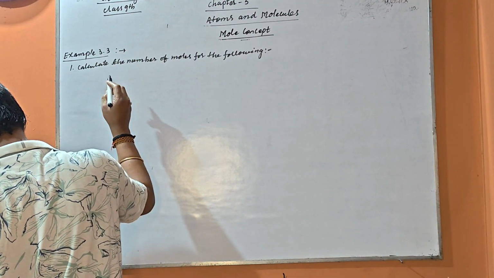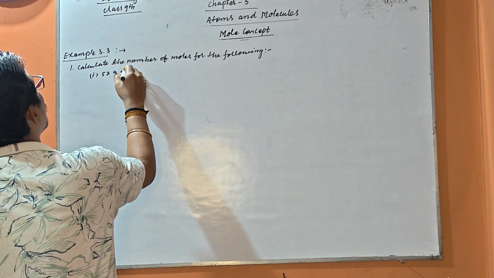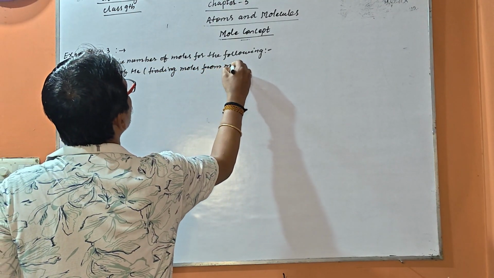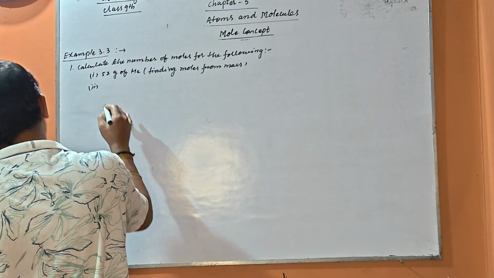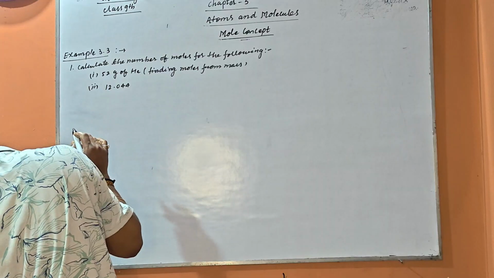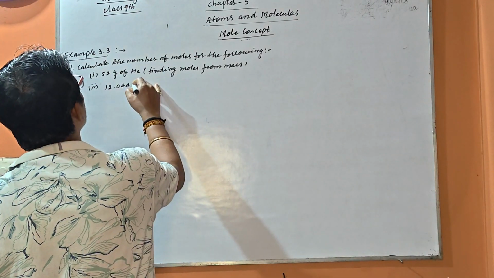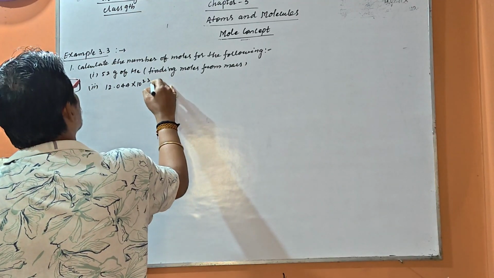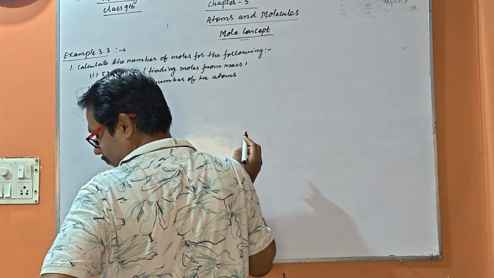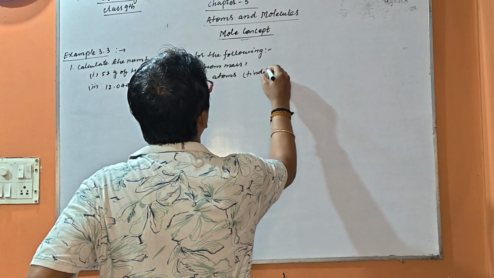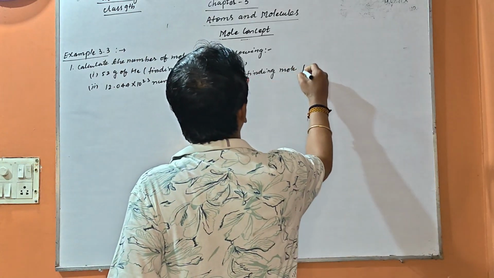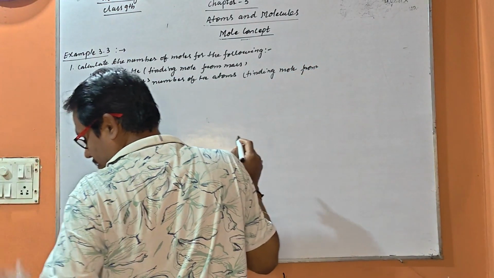First, 52 gram of He, finding mole from mass. Second, 12.044 into 10 to the power 23 number of He atoms, finding mole from number of particles.